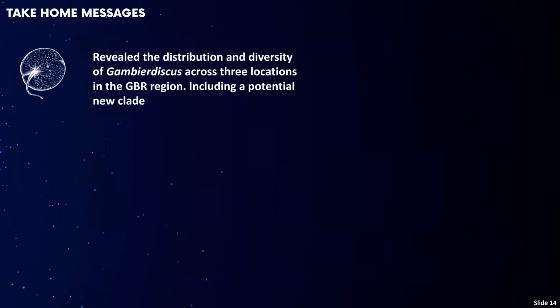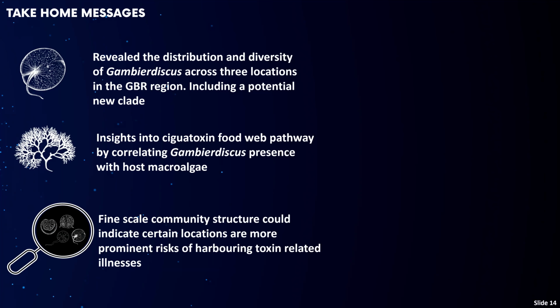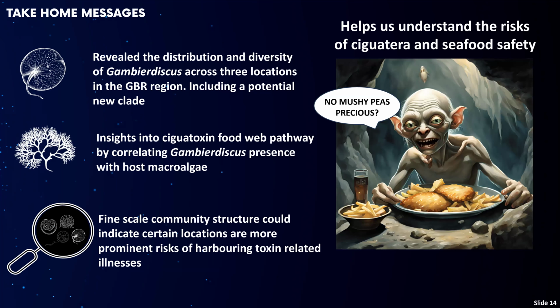This revealed the distribution and diversity of Gambierdiscus across 3 locations of the GBR, including a potential new clade. It gives us insights into ciguatoxin food web pathways by correlating Gambierdiscus presence with host macroalgae, and we started to have a look at fine-scale community structure. This could indicate certain locations are more prominent risks of harbouring toxin-related illnesses. Ultimately, this helps us understand the risks of ciguatera and seafood safety, and it keeps our fish and chips safe.